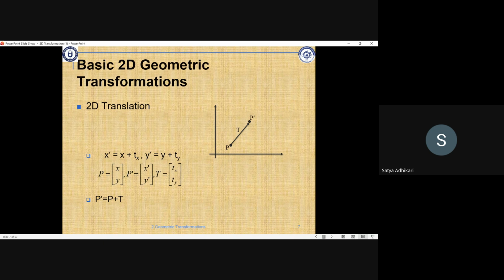factor Tx and Ty. So x dash is calculated by x plus Tx, y dash equal to y plus Ty. So initially it was at x, y, P, and after applying translation now it is moved to P dash. So now we are able to move a point P to P dash.